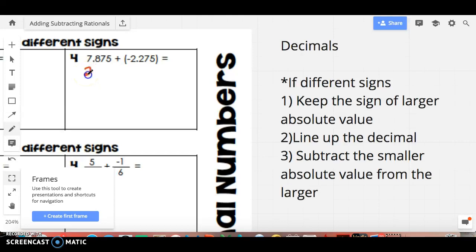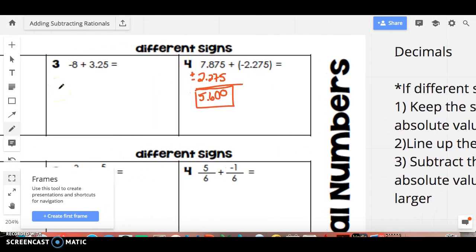And I have 2 and 275. And then I subtract, or I add the opposite. Subtraction is just adding the opposite. I subtract the smaller absolute value from the larger one. So now I do a little subtraction. 5 minus 5 is 0. 7 minus 7 is 0. 8 minus 2, 6. 7 minus 2, 5. And because this has a larger absolute value, my answer is positive. And there you have it. 5 and 6/10 or 5 and 600 thousandths is our solution there.